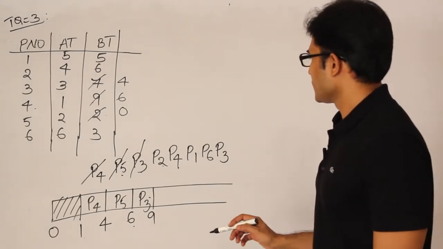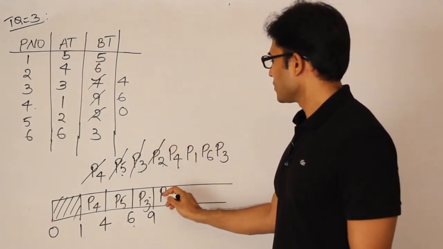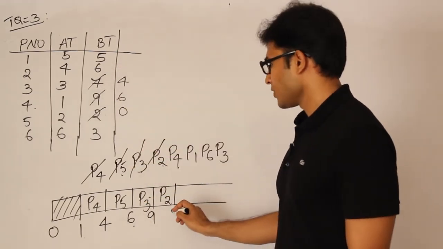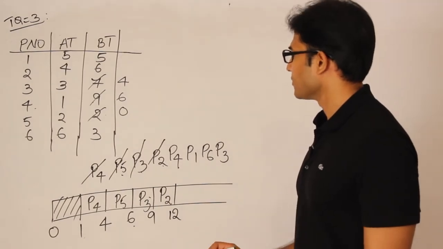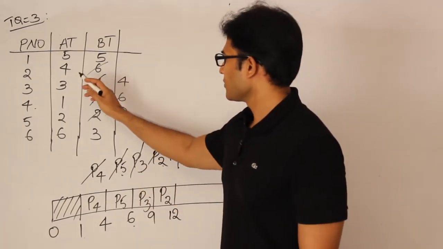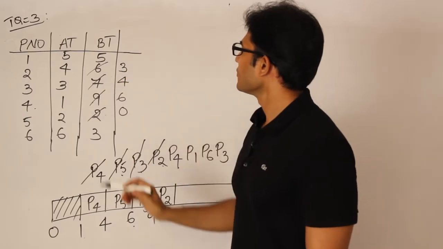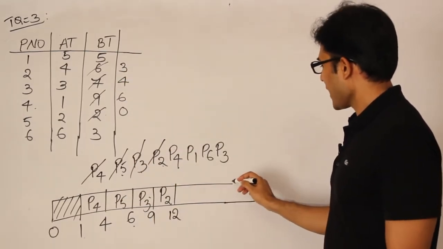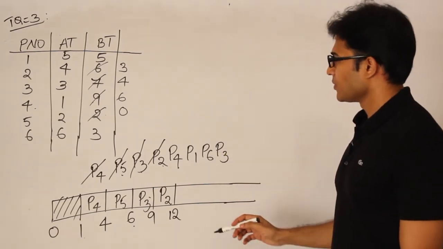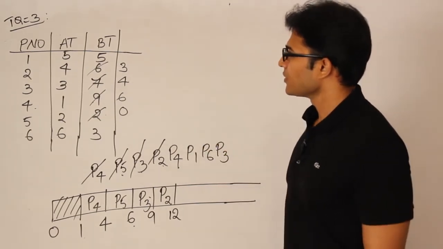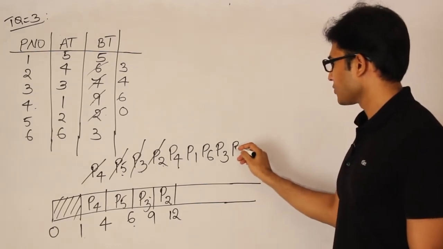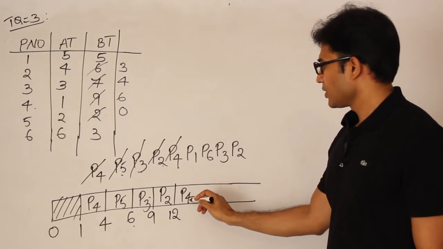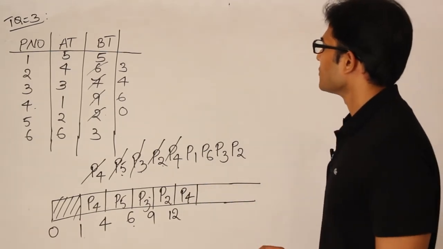And now after this, the next one is P2. So I am going to take P2, and how much time does P2 require? 6 units. Therefore I run it for 3 units because I have only that much quantum time. Therefore it is going to be 3 now, right? And now should I add P2 back to the queue? Yes, because P2 needs to be executed for a further 3 units. Therefore add P2 back to the queue. And what is the next one? P4. I am going to schedule P4, right? And how long are you going to execute P4?